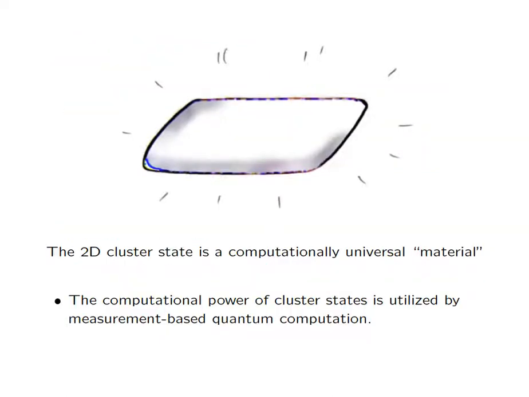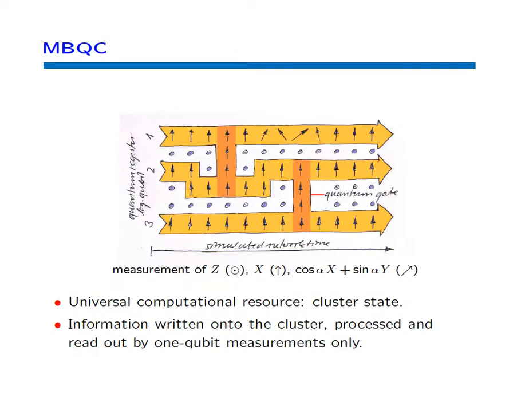To begin, let us review what we learned in the first 2 lectures. The central object of our discussion is the two-dimensional cluster state, which is a computationally universal material, it turns out. Information is written onto the cluster, processed on the cluster, and read out from it by 1-qubit measurements only. No unitary evolution ever takes place in the process of computation. Everything is done by local projective measurements.